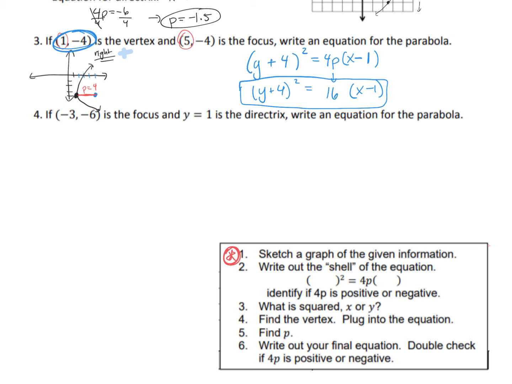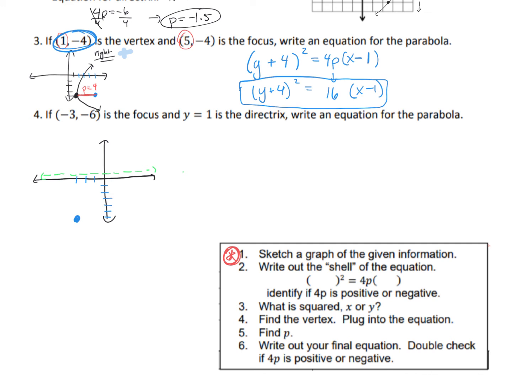All right, so let's move on to number 4. Number 4 gives me some different information. It's going to be a little bit harder, but again, my first step is always the same. I need you to pause the video right now, try that first step on your own, sketch the graph on your own. Pause the video.